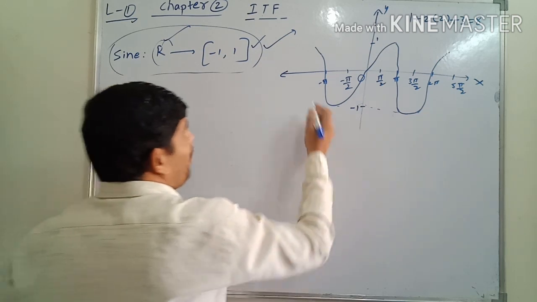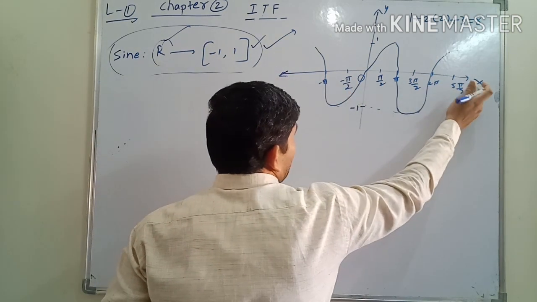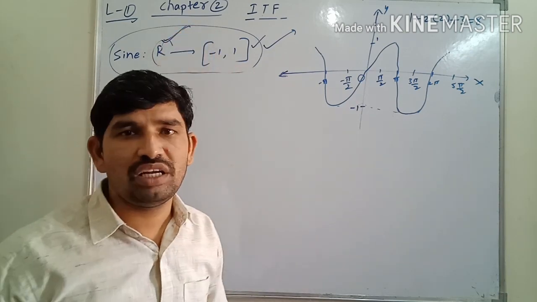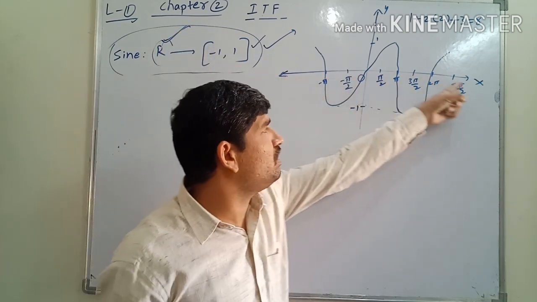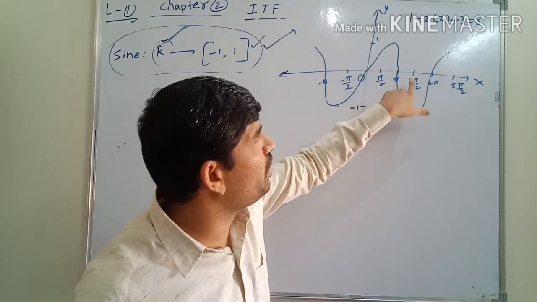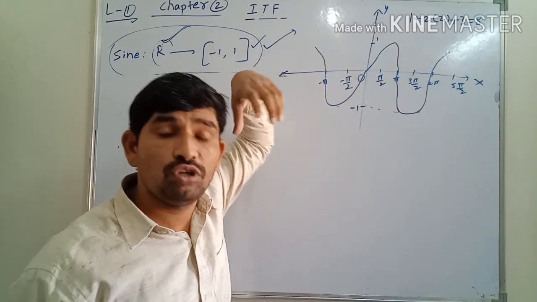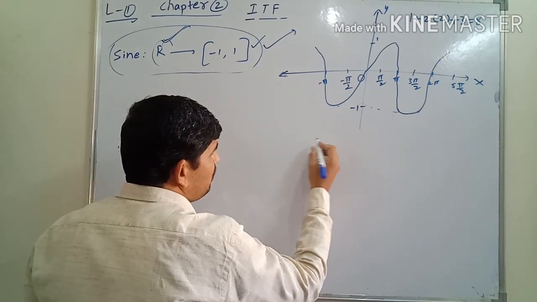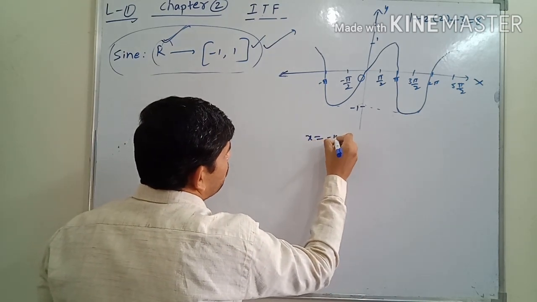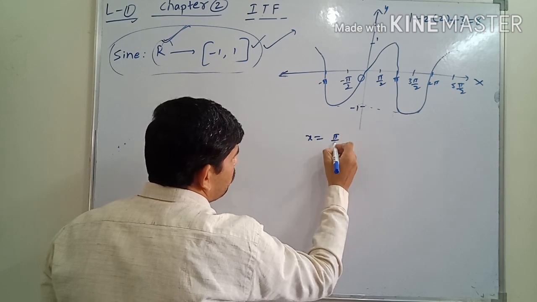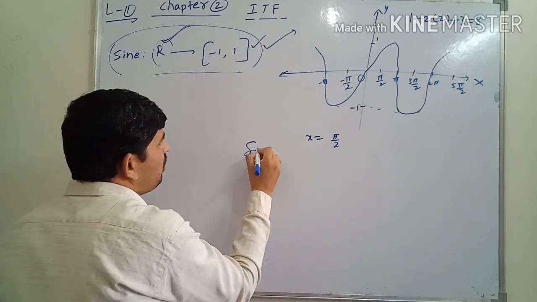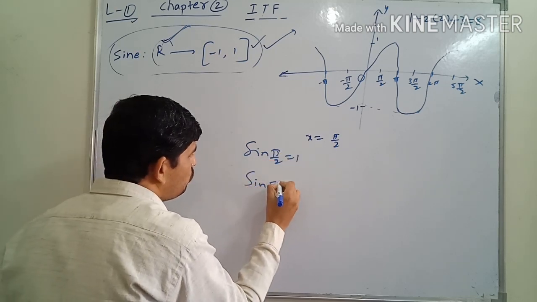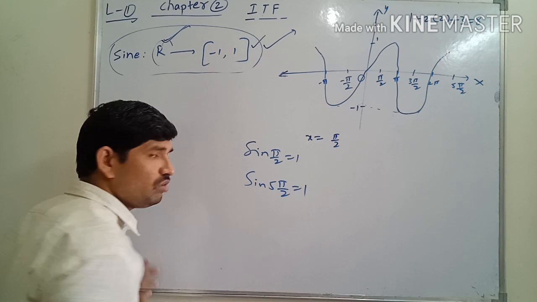Whatever values are present on the x-axis are all the domain of the sine function, because R is nothing but the real numbers. So these are all real numbers. Pi by 2, pi, 3 pi by 2, these are all domain elements. Now suppose we take x equal to pi by 2: sine pi by 2 gives the result 1, and sine 5 pi by 2, yes sir, is also 1.